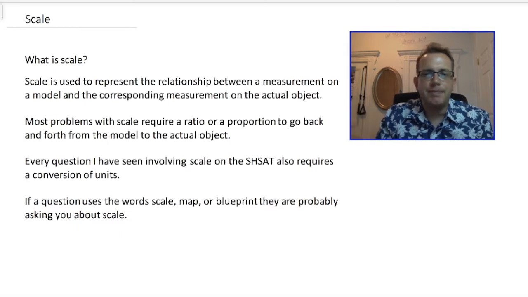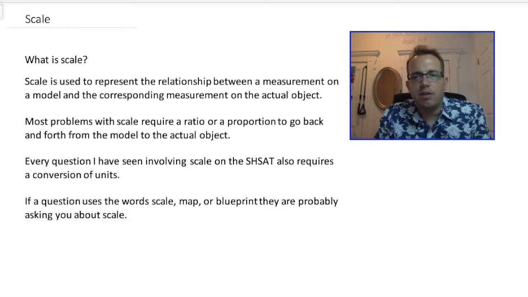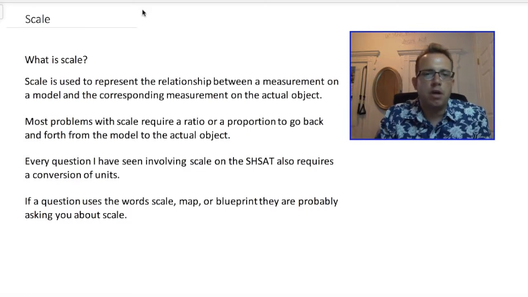Finally, how do we figure out if it's a scale problem? Well, typically it will say scale or scale factor. We also might see the word map, which is a good indicator. The word blueprint is another good indicator. All those things we'll talk about scale. Let's go ahead and try a problem out.